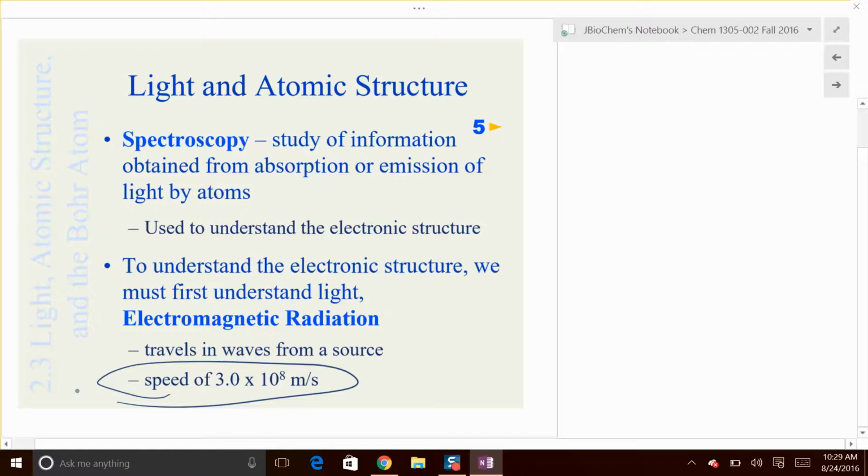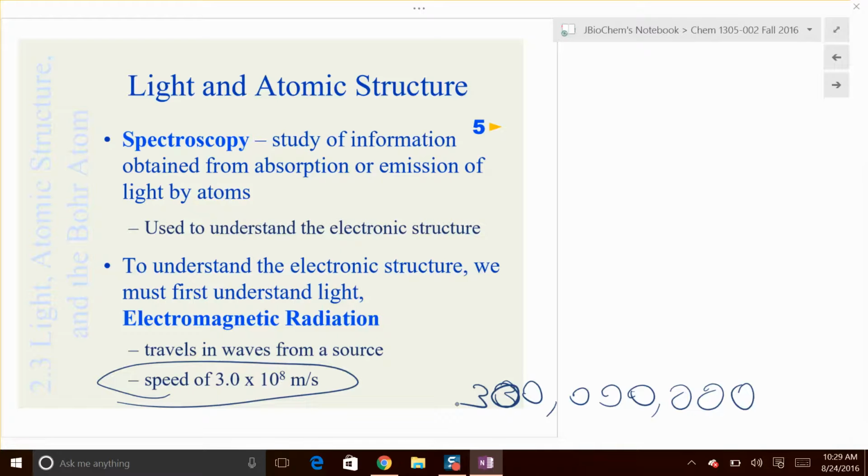That's a big number. Oh wait, maybe it's miles per second. It's 3.0 times 10 to the 8 meters per second. Okay? But this has a name. It's the speed of what? Light. That's how fast light travels.